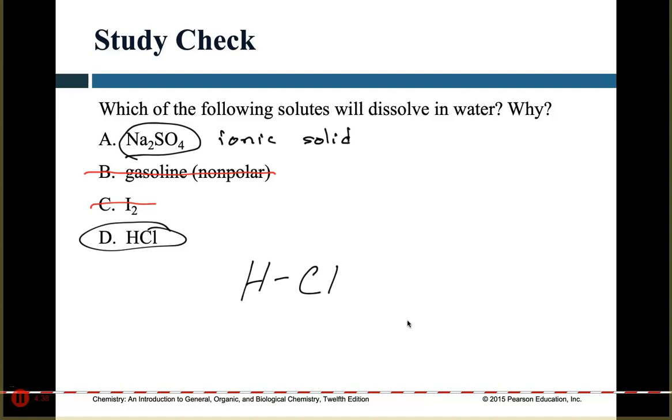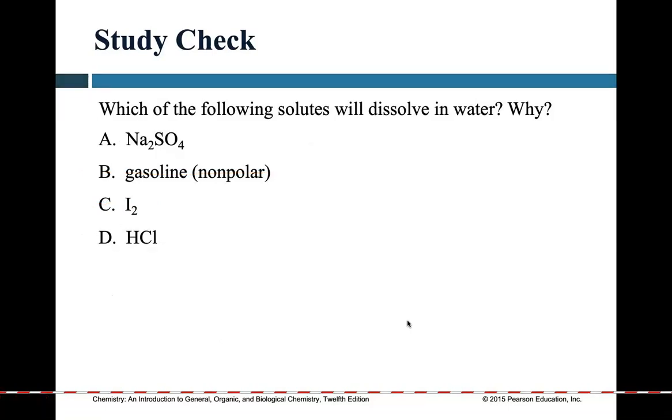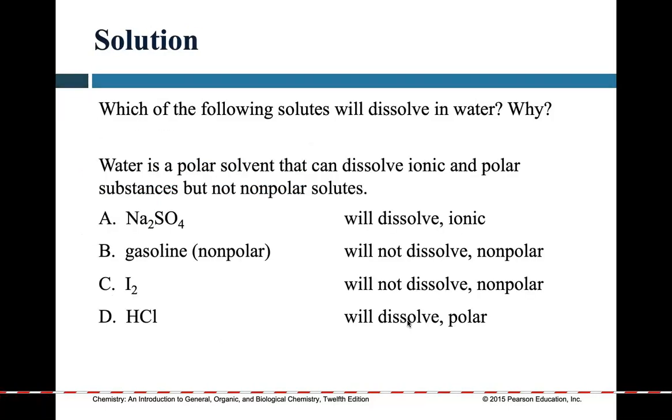We can ask the question, is it polar? Well, if we draw out our dot structure, we'll find out chlorine is very electronegative. It's going to pull electron density towards itself, and again, resulting in a polar molecule. So HCl, that's actually hydrochloric acid, which is definitely soluble in water. So A and D would be our answers. That's exactly what we see.